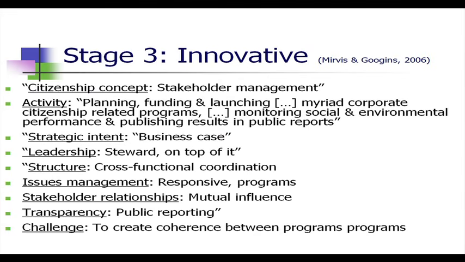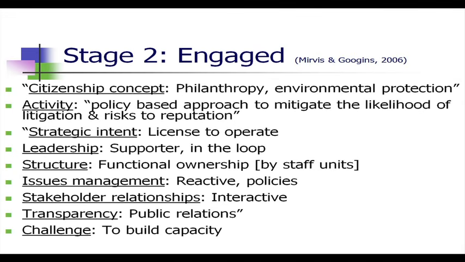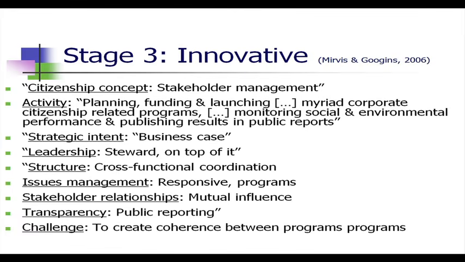Okay, the third stage is, after you have achieved this, then you go to the innovative stage. Now in the innovative stage, Mervis and Guggen suggest that the citizenship concept evolves to that of stakeholder management. So in the previous stage it was philanthropy and environmental protection. Now it is stakeholder management. It is management of stakeholders, finding out who the different stakeholders are, giving them what they need, dealing with conflicts of interest between different stakeholders, etc.